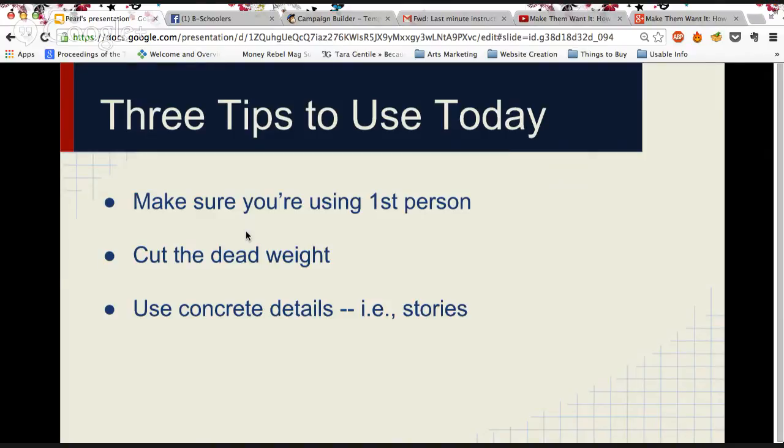Anything that says something that's said better somewhere else, take it out. Anything that you wrote down that you no longer remember what it means to you, that should go right away. The third really important thing is to use concrete details, coming back to the idea of stories.